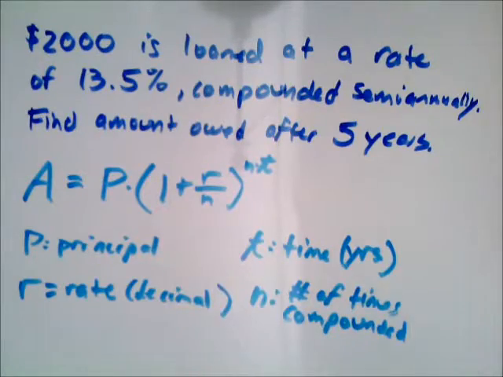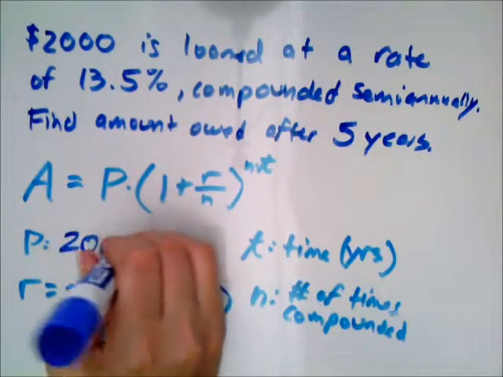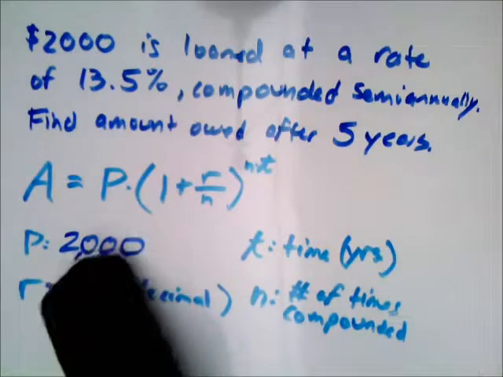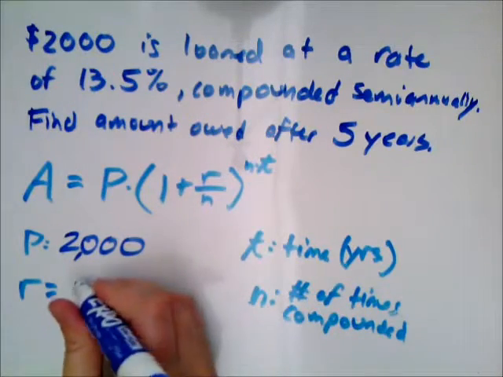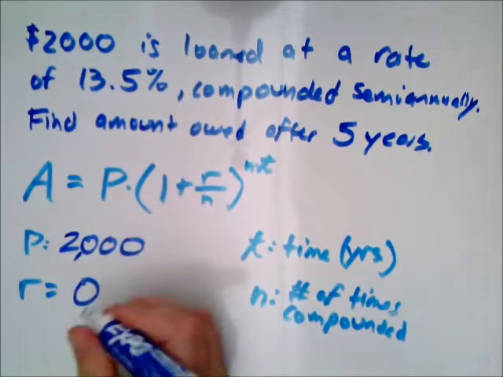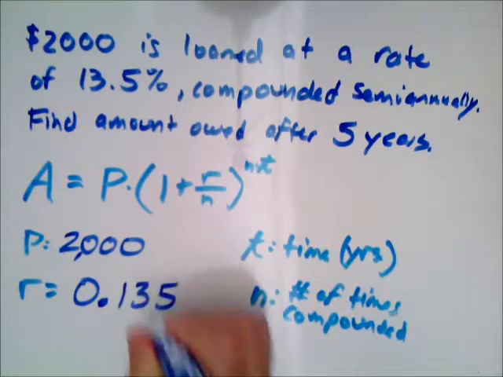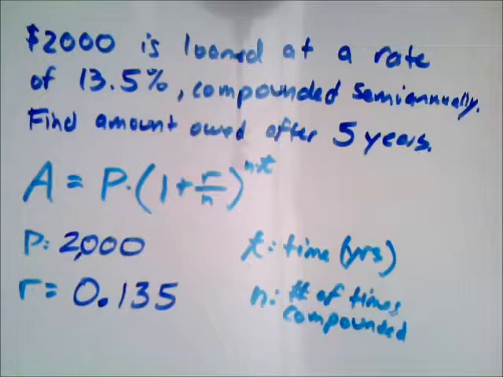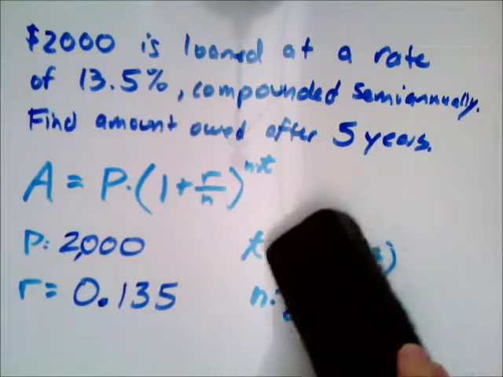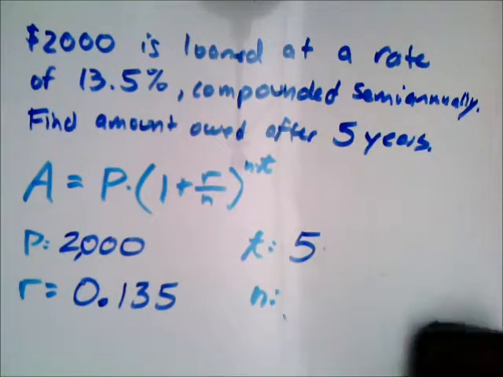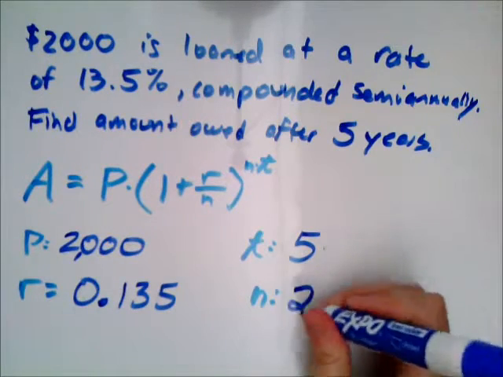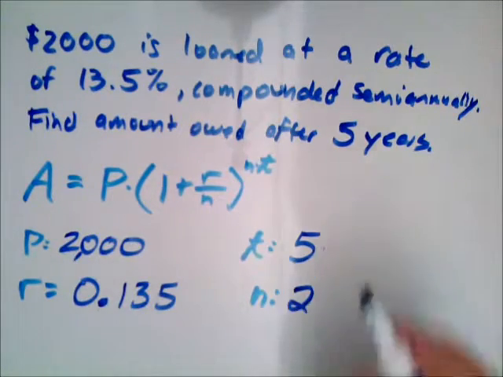It looks like our principal P, how much money we put in to start with, was $2,000. And then our rate, and we'll be careful to write it down as a decimal, 13.5%. So move it 2 decimal places, it means 13.5 out of 100, so 0.135. And then our time in years is 5 years sitting there accruing interest. And then how many times is it compounded per year? Semi-annually means twice a year. And so we'll just plug all these into our formula.